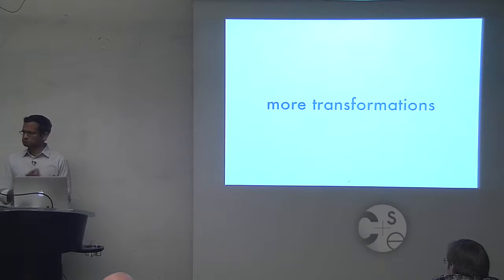What else can we do? What other transformations can we do? Any questions about tree dependence analysis before I move on?